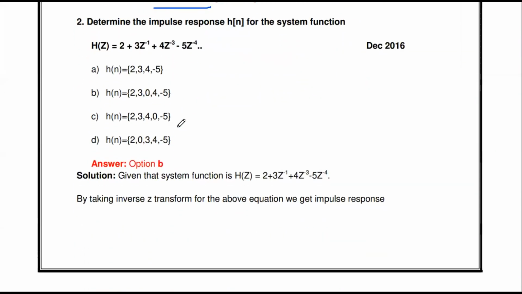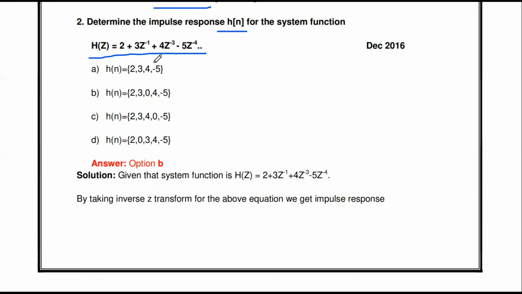Then the next question: determine the impulse response for the system function H of Z equal to this one. In this case, H of Z is given. We have to find the impulse response, small h of n. What is the relation between capital H of Z and small h of n? If you take the Z transform of the impulse response, we will get capital H of Z. So the impulse response and the system function are a transform pair.